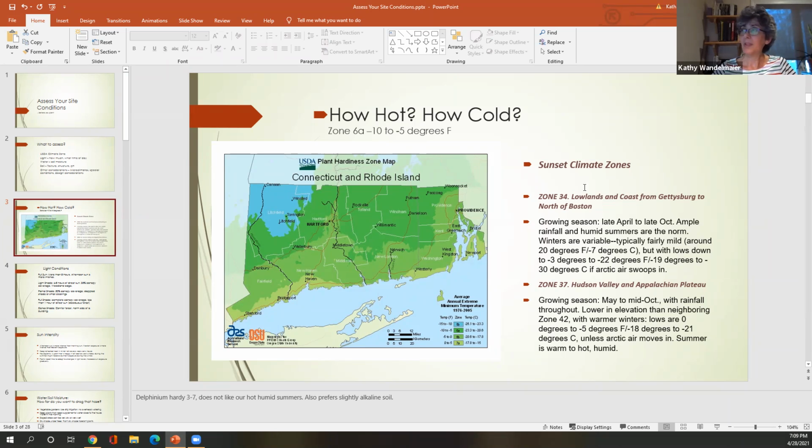So you don't see too much reference to Sunset zones. I think this is something that is used much more frequently out west. I don't know why, maybe because there's so much variation in the topography out there and it gets a lot hotter. But it's just something to keep in mind.